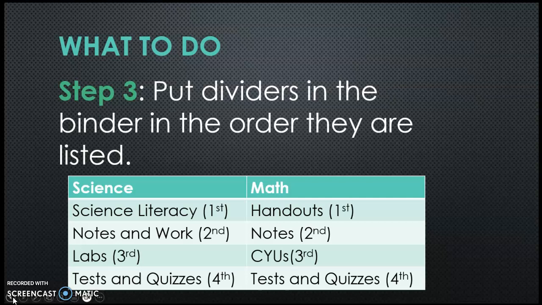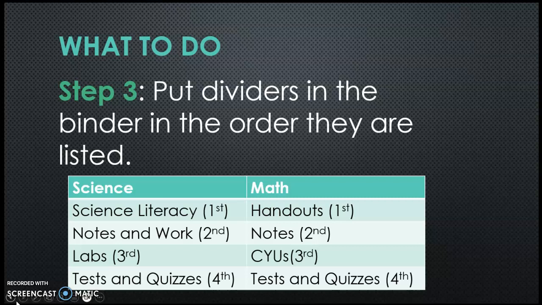After you have your dividers labeled, you're then going to put your dividers into the binder in the order that they were listed. So science literacy is first, notes and work is second, labs third, tests and quizzes are fourth in the science section. And in the math binder, you have handouts first, notes second, CYUs third, tests and quizzes fourth.